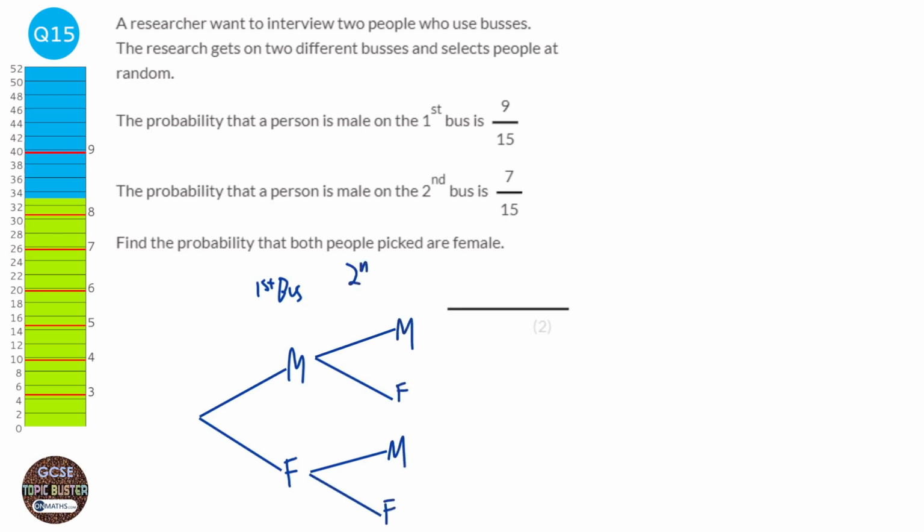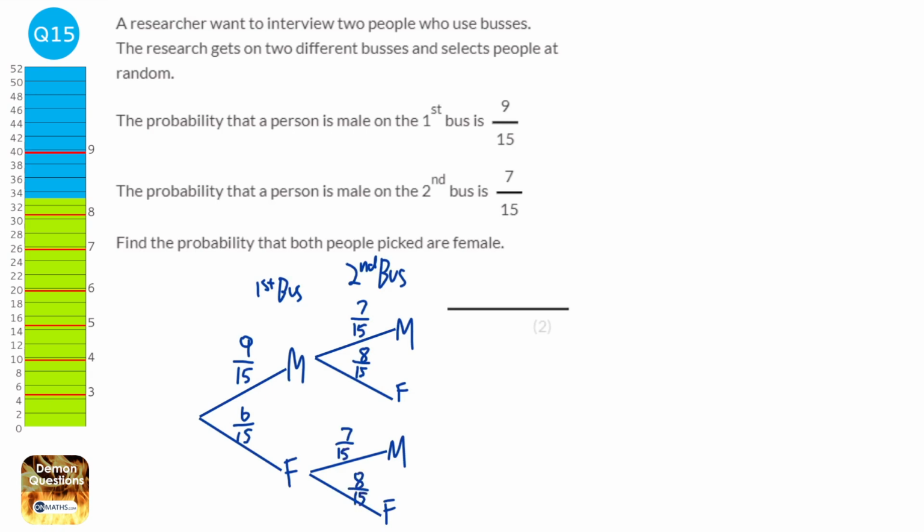And this is our second bus. So the probability of male on the first bus is 9 over 15, and therefore the probability of female is 1 minus 9 over 15, which would be 6 over 15. Male on the second bus is 7 over 15, and so female would be 8 over 15, because they need to add up to 1. And it's independent, so these will be the same.